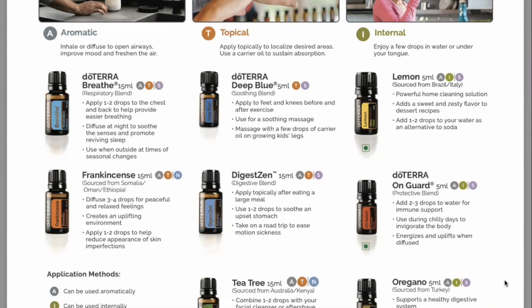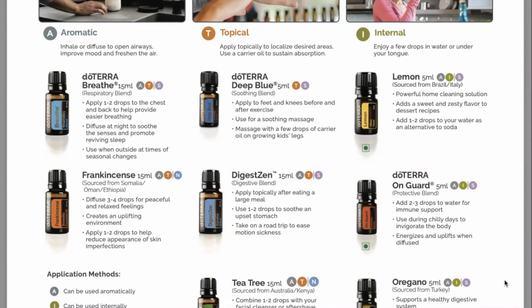A couple of the other ones: tea tree, very common. Everyone in India knows of tea tree or melaleuca. This one is sourced from Australia and Kenya. Then the very first oil that I was introduced to with doTERRA in 2014 was the On Guard blend. This is one that I use month in and month out, constantly, for immune support. We're using it to help warm up the body.